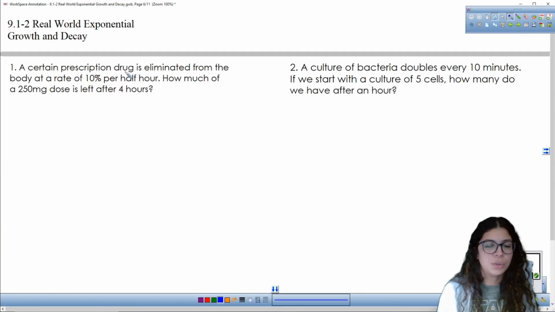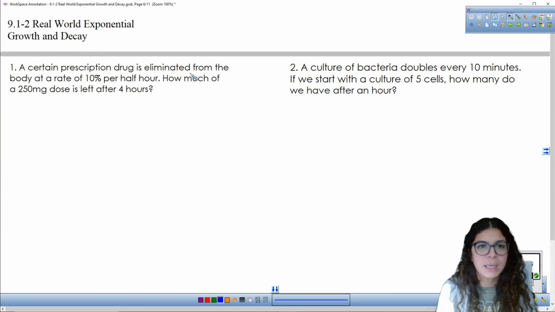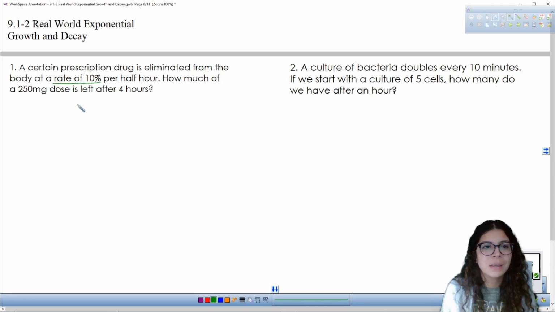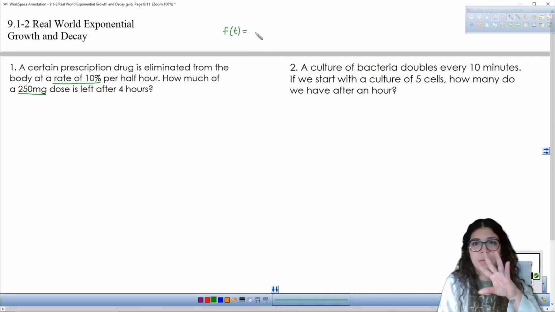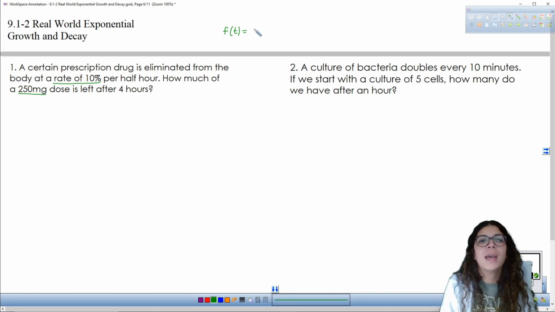So let's take a look at 1 and 2, okay? Number 1 says a certain prescription drug is eliminated from the body at a rate of 10% per half hour. How much of a 250 milligram dose is left after 4 hours? Okay. Now, first, let's go ahead and highlight all of our important things, right? Rate, and this is the initial amount that we have, 250 milligrams. Remember that for our exponential function, right, we have A times B to the power of t. A is the y-intercept, the initial amount, and B is whatever the factor is. It's the factor.